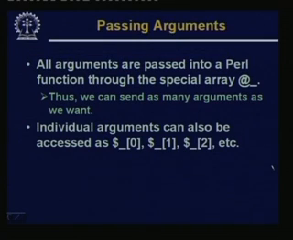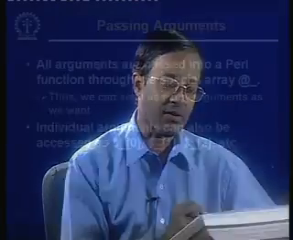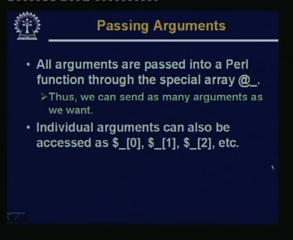Okay. So far we have taken examples where there are no arguments to be passed. Now let us see how we can pass arguments to a subroutine in Perl. Now Perl makes it very flexible. Perl assumes that there is a special array called @_. This is a special array which contains a number of elements, and these elements are considered to be the arguments.